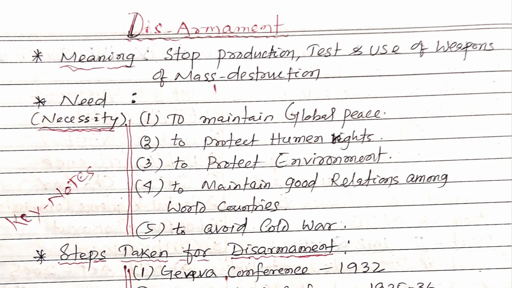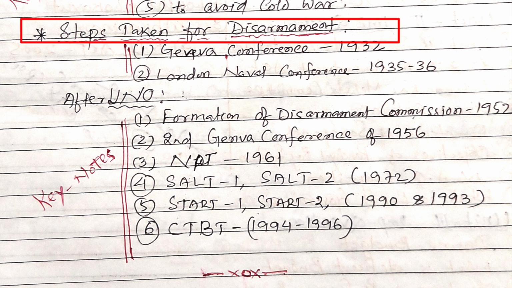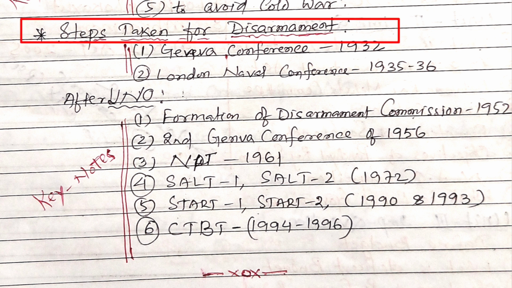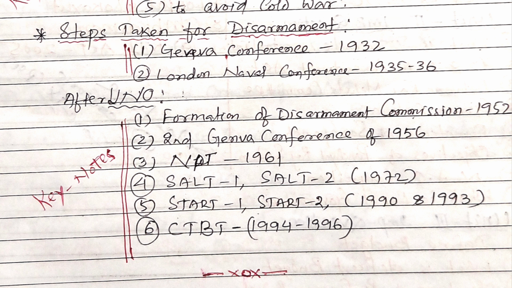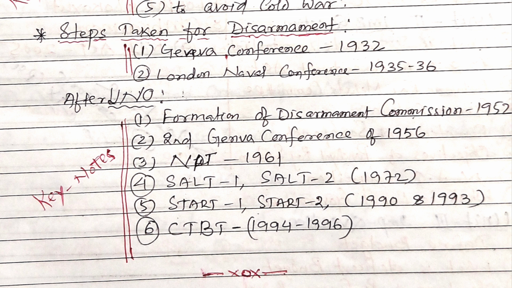What steps were taken for disarmament? This chapter is very crucial for you, not just for the long questions, but it covers a lot of 1, 2, and 3 mark questions. You can see the points like this: NPT, SALT, START, CTBT, and different other conferences. See the first step that was taken. We will go one by one serially.